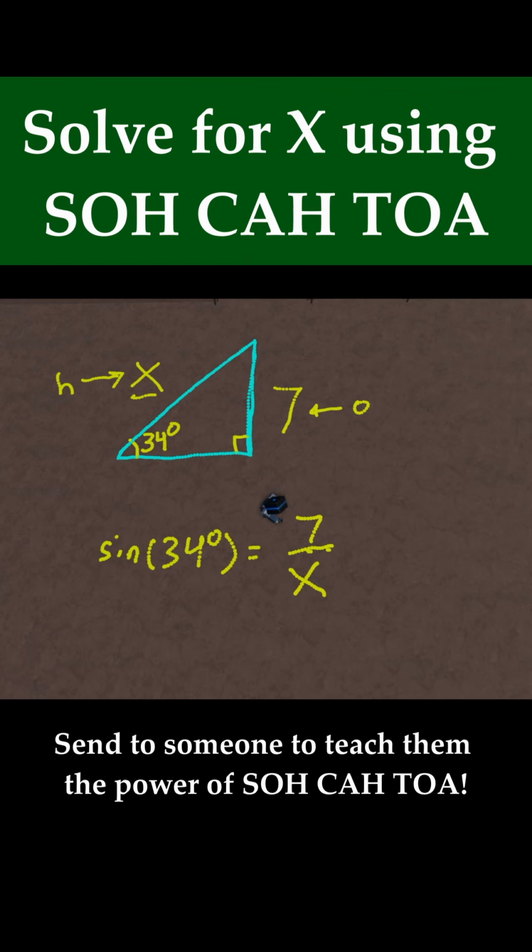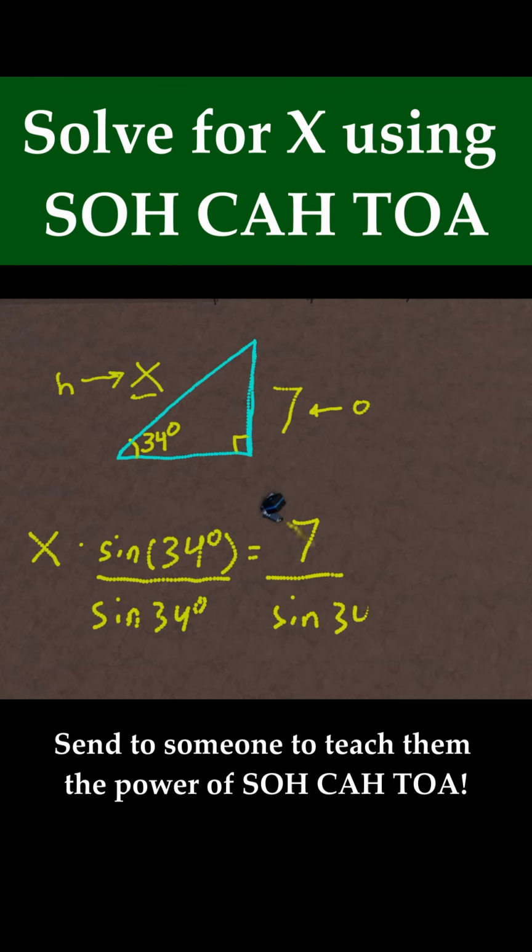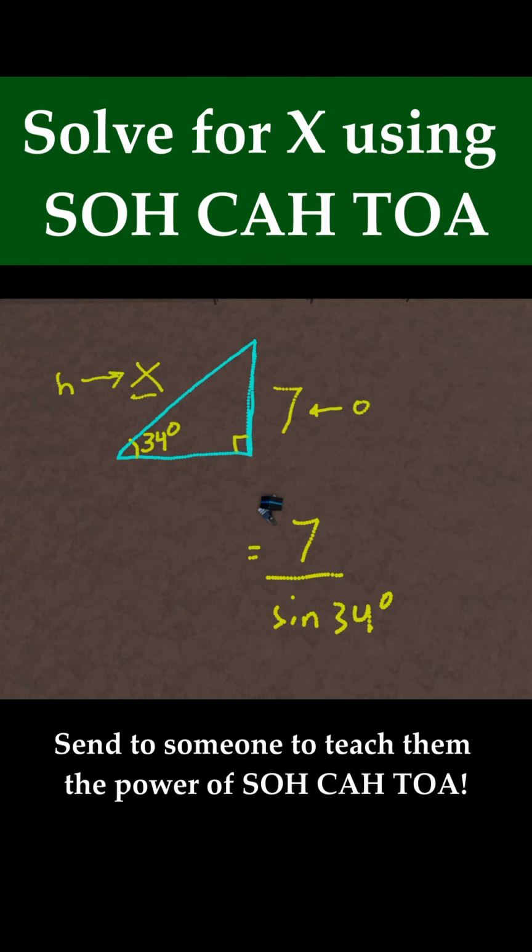So how can we solve for x? The first thing I'm going to do is multiply by x on both sides because x is in the denominator. So now if I do that, I'm going to get x times sine of 34 is equal to 7. Now how do I isolate x? Well, because we're multiplying by sine 34 on the left side, let's divide by sine 34 on both sides. So now the sine 34s will cancel out on the left side, and I'm going to be left with x is equal to 7 divided by sine of 34.